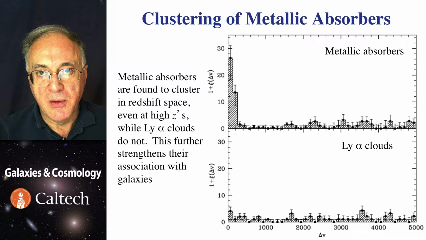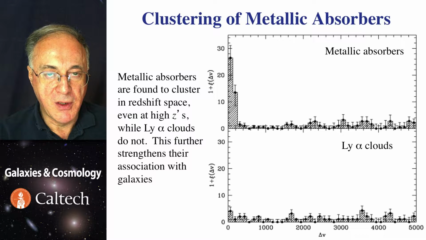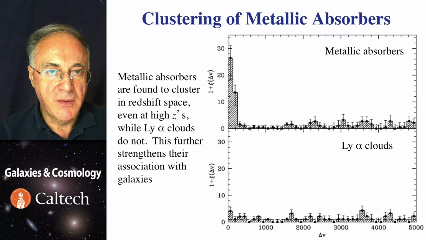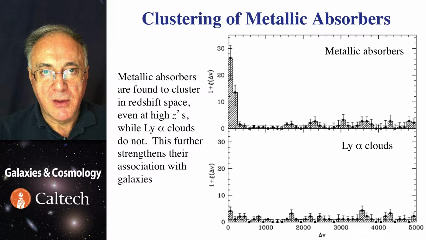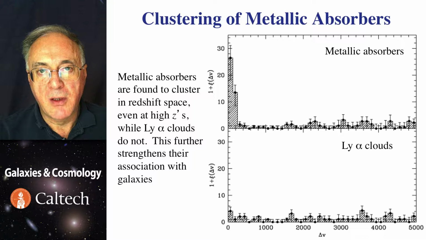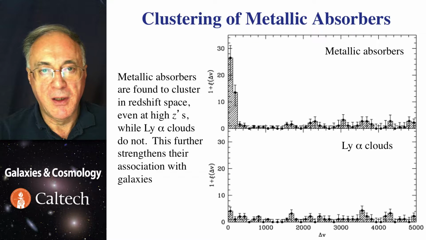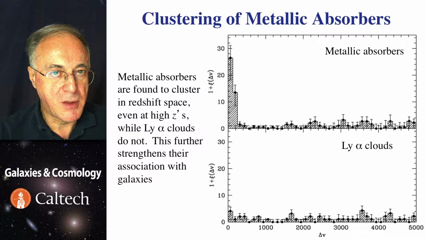Here is a comparison of essentially the two-point correlation function for the metallic line absorbers, just in radial coordinate, because it's the only one we can measure, and also for Lyman alpha clouds. Lyman alpha clouds are also correlated, but much, much less. So metallic absorbers do correspond to high redshift galaxies, whereas Lyman alpha clouds are still material that's in a linear regime that belongs to large-scale structure, not to galaxies themselves.